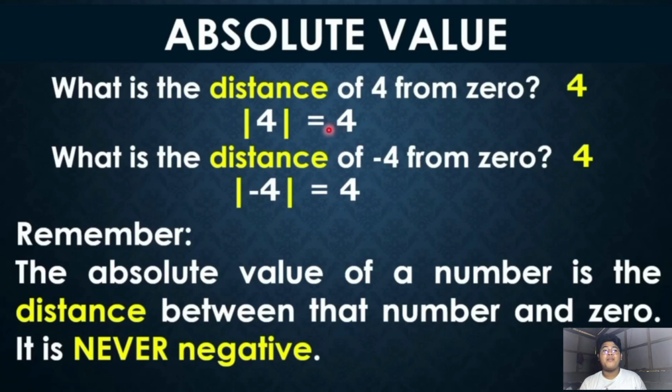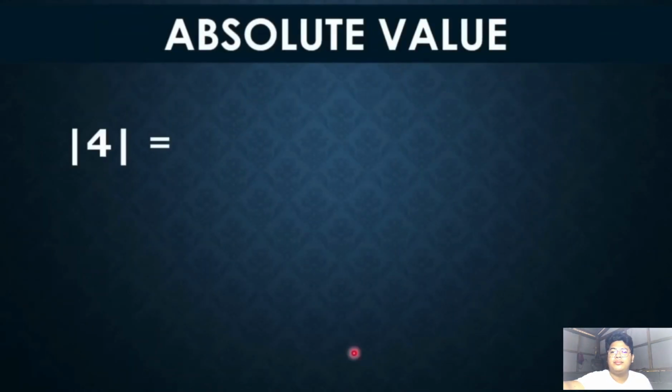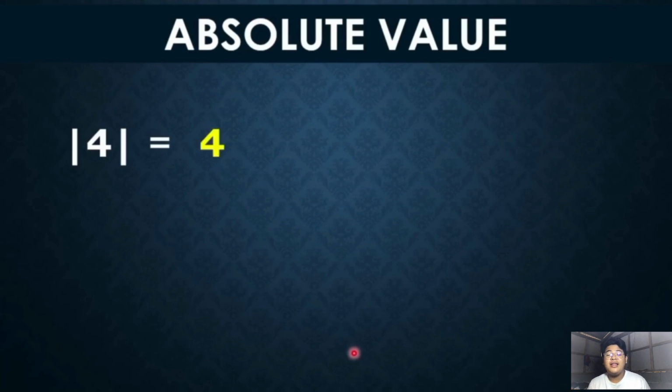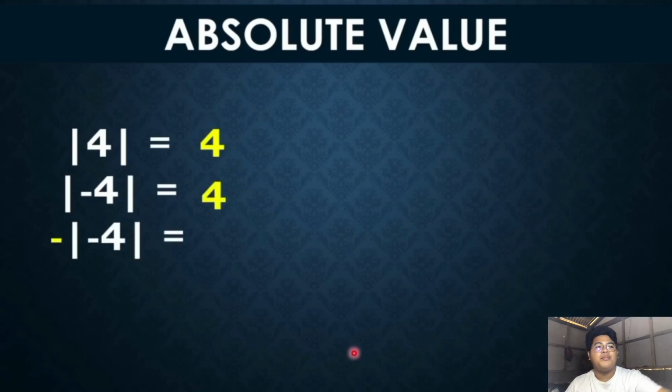So always remember, the absolute value of a number is the distance between the number and 0. It is never negative. We are only finding the distance, so it will never be negative. So here is an example. The absolute value of 4 is equal to 4. The absolute value of negative 4 is 4.